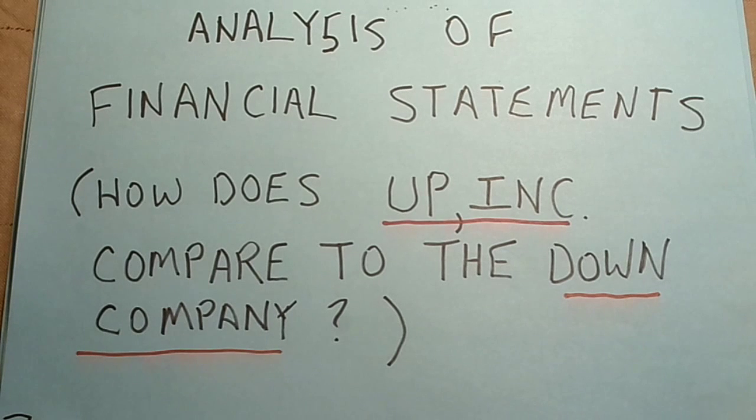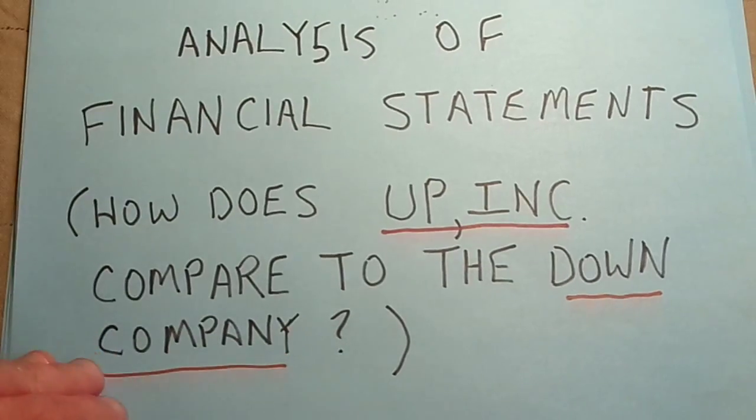Now, we're not going to do this type of analysis in this problem, but another thing we could do is try to decide, is Up doing better this year than last year? Or did they do better last year than they did this year? Similarly with Down, are they on the right track or the wrong track?